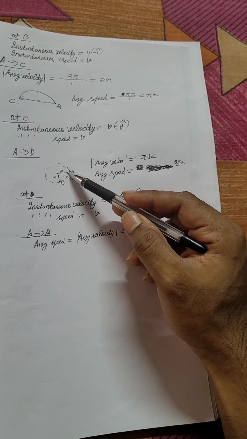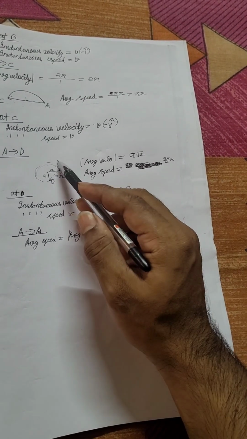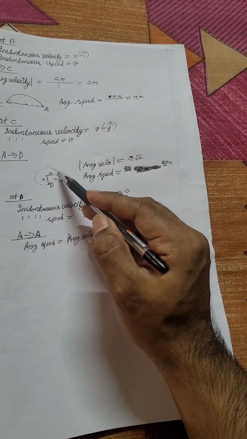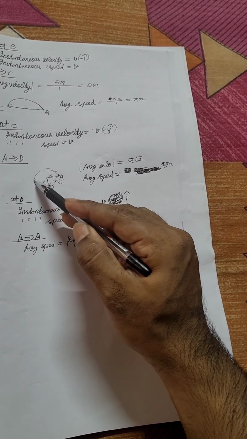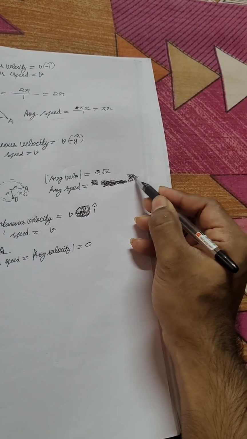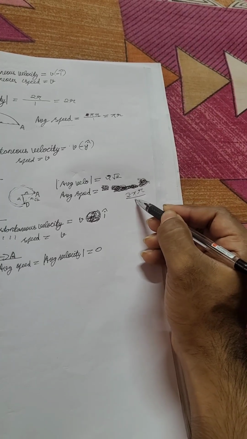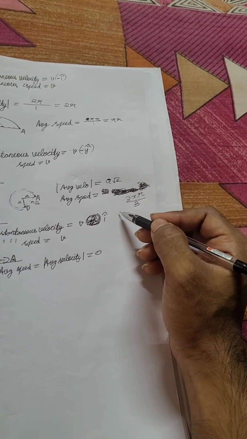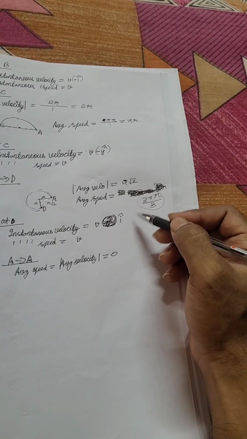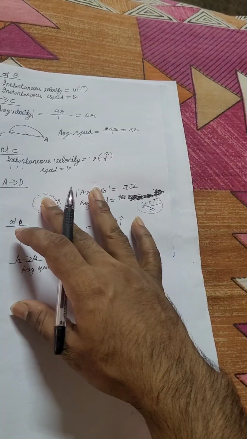Average speed is this quadrant. So we have traveled this distance. You can leave it. We are taking 2 pi r distance, and 1/3 of 2 pi r distance we are covering. So the average speed will be 2 pi r by 3. We are taking 1/3 of this distance.